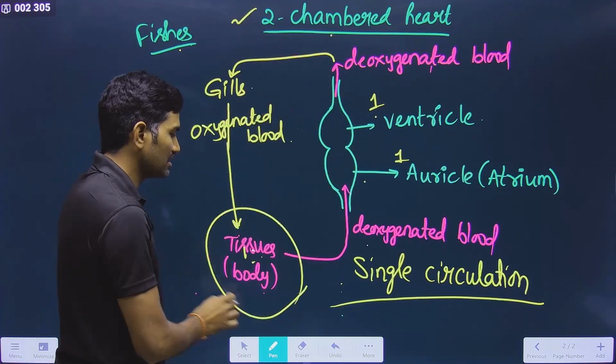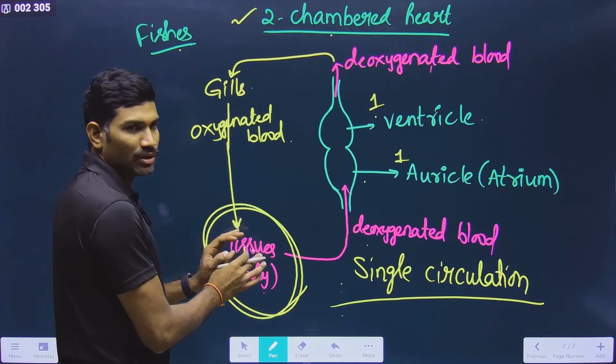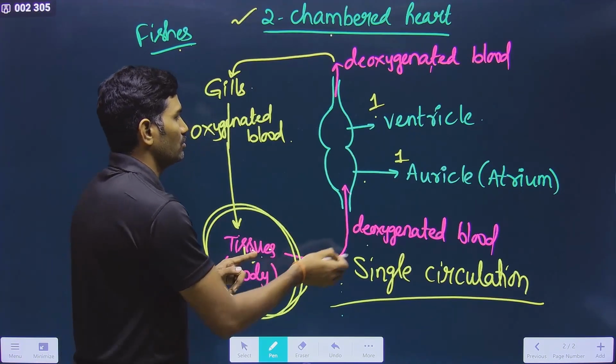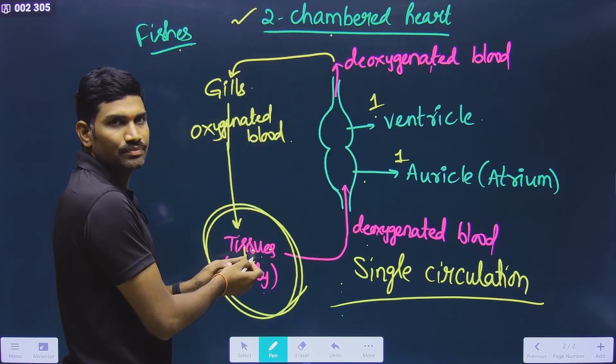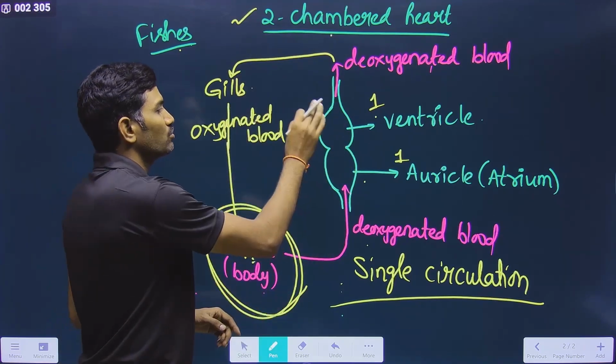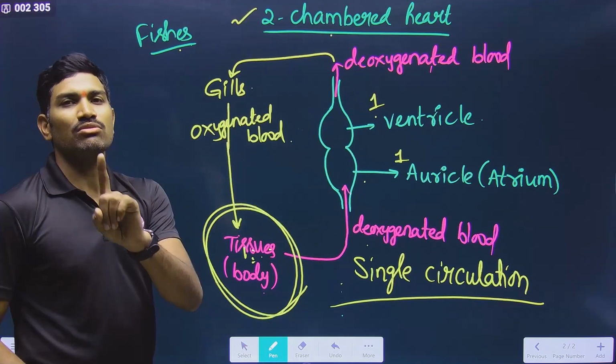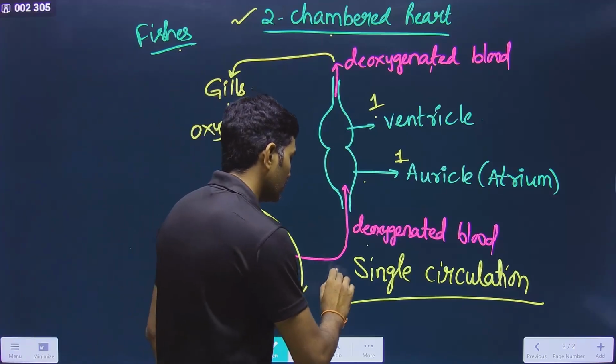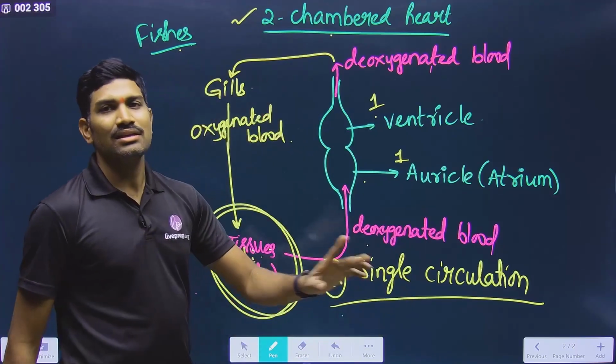Every time let us keep this as standard. So these are the body parts or the tissues. Start with the tissues and again come to the tissues. And in this complete cycle, how many times is blood going through the heart? Only once it is going through the heart. This is one important point. That's why it is called single circulation.